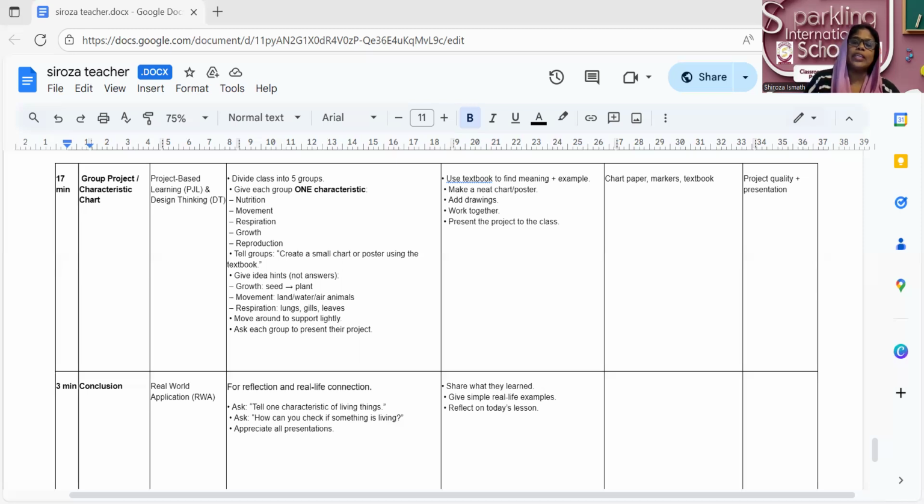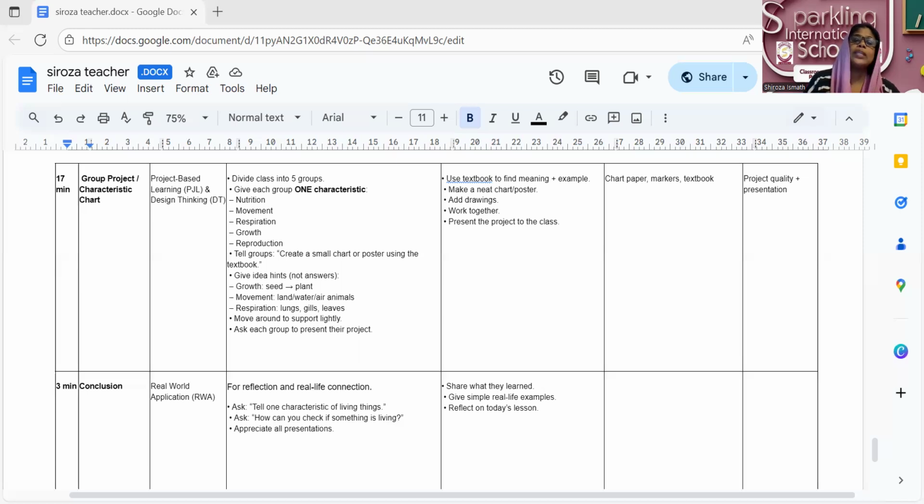When we see something, we can check if it is living by looking for these characteristics. For example, a book. It is not moving. It does not need food. It never breathes. It never grows or reproduces. So they can realize it is not a living thing. The students' role is to share what they learned.